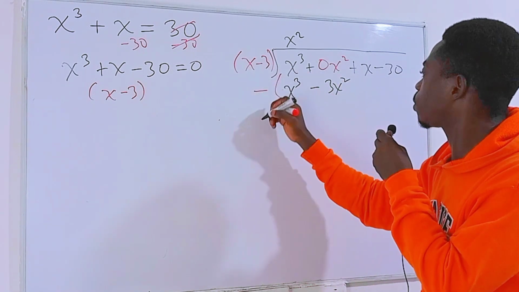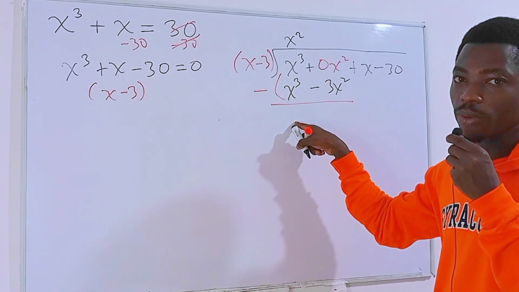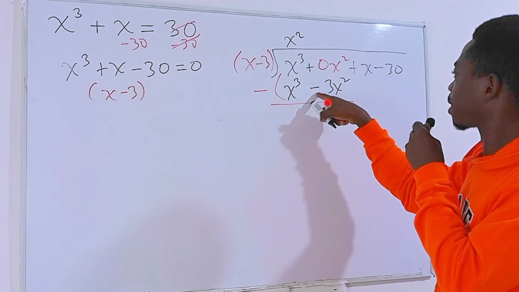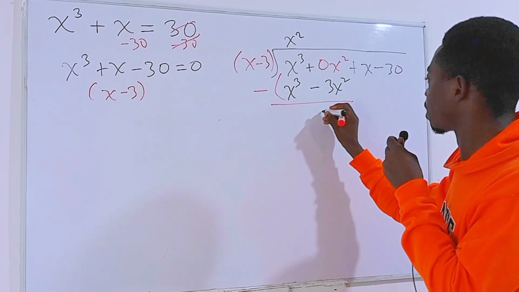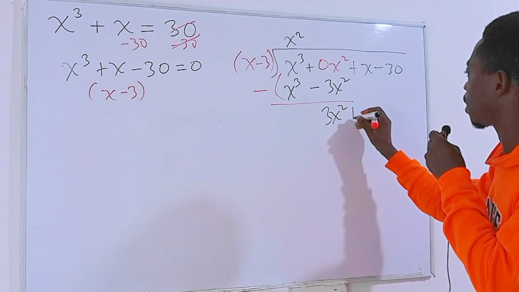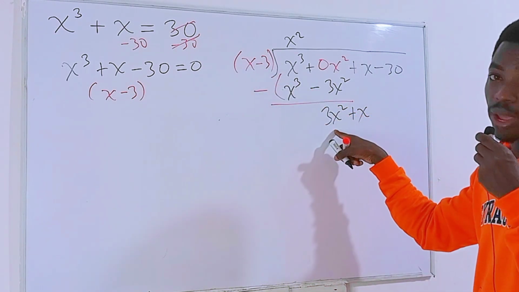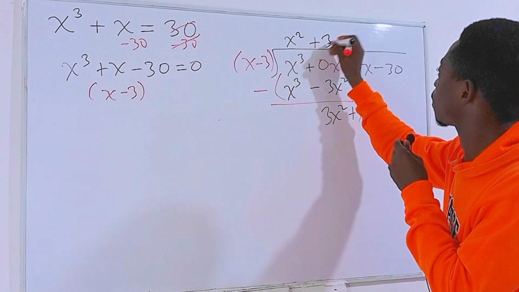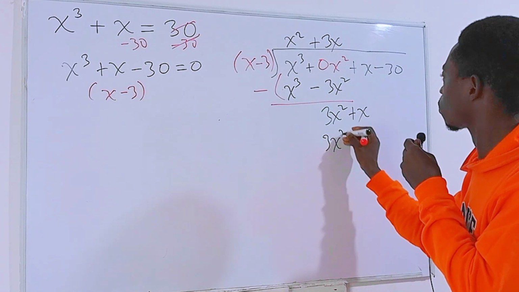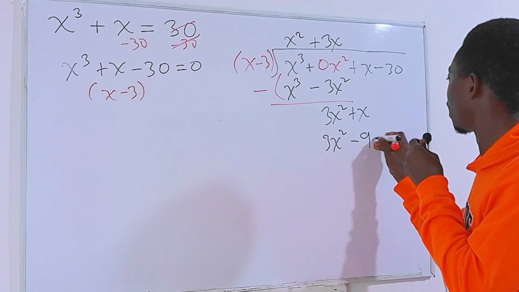To get the remainder, we need to subtract. Then x cubed minus x cubed, that will be 0, but I'm not going to write that because we have a number right here. 0x squared minus negative 3x squared, that is positive 3x squared. Then we will bring down this positive x right here. Next, what times x will give us 3x squared? That is positive 3x. 3x times x, that is 3x squared. Then 3x times negative 3, that is negative 9x.